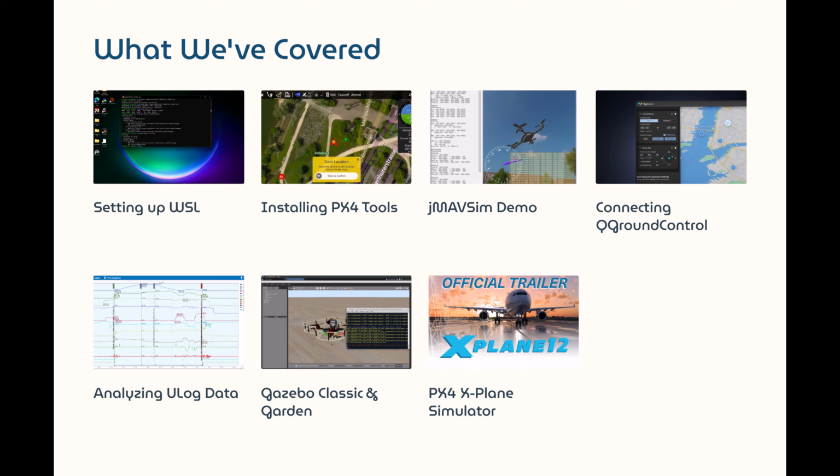From there, we ran a basic jMAVSim demo to ensure everything was working correctly and connected to QGroundControl for mission control and simulation analysis. We also explored how to extract and analyze ULog data, giving you insight into your drone's performance and how it went through all the code and simulations, seeing different kinds of sensors and status, and maybe position setpoints and commands that you sent from your custom code in the virtual world, just like a real-world test. Additionally, we set up and ran both Gazebo Classic, which might be nearing the end of its life but is still useful, and Gazebo Garden, the new modern version of Gazebo.